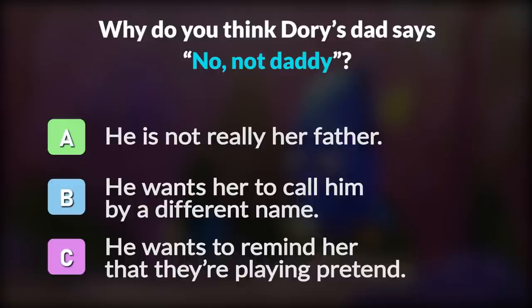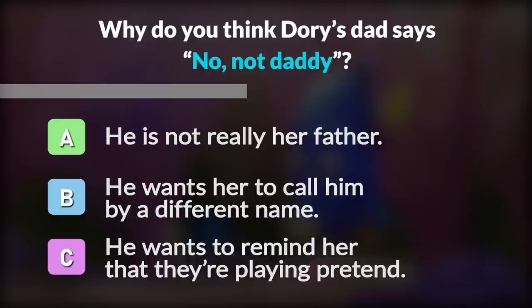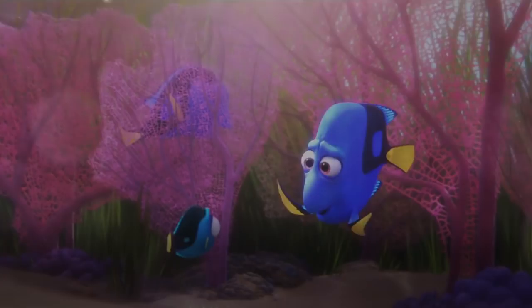Why do you think Dory's dad says, no, not Daddy? He's not really her father. He wants her to call him by a different name. He wants to remind her that they're playing pretend. That's right. The answer is C. He's pretending to be her friend.